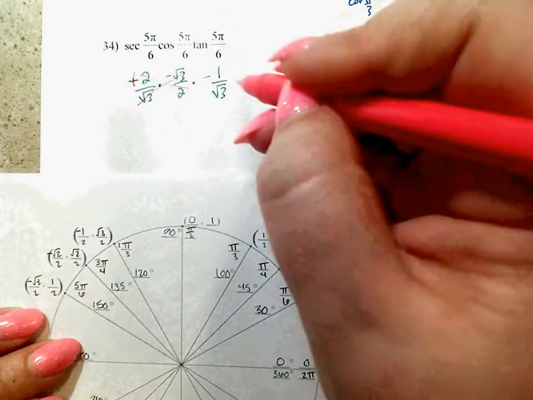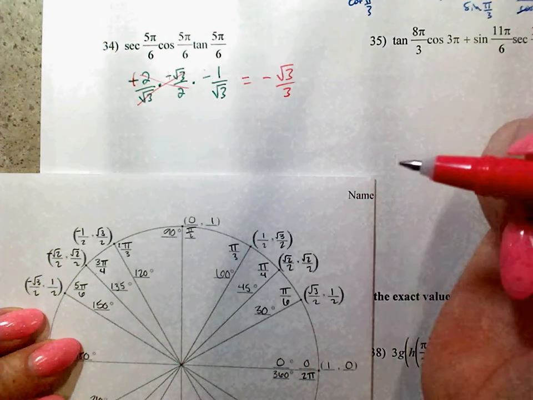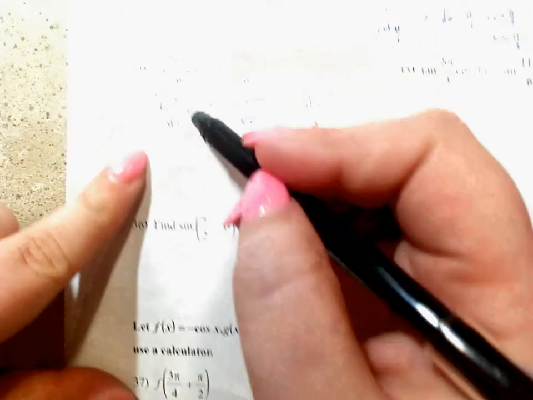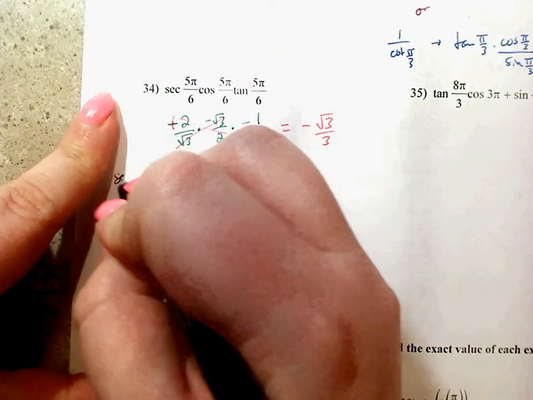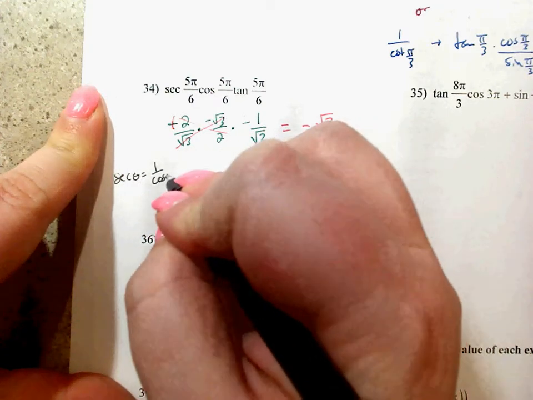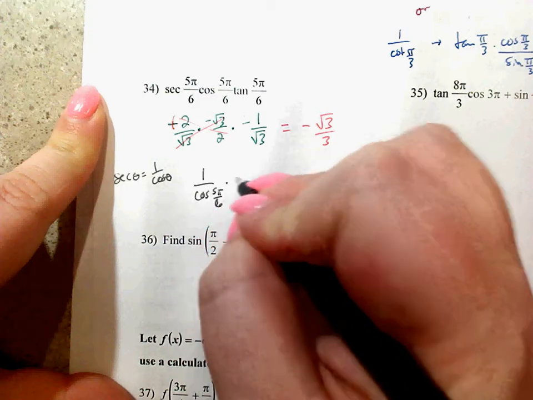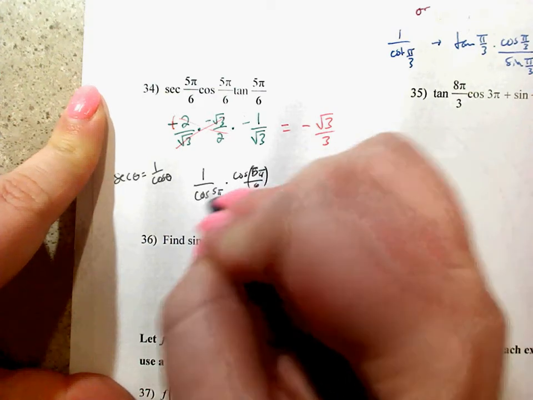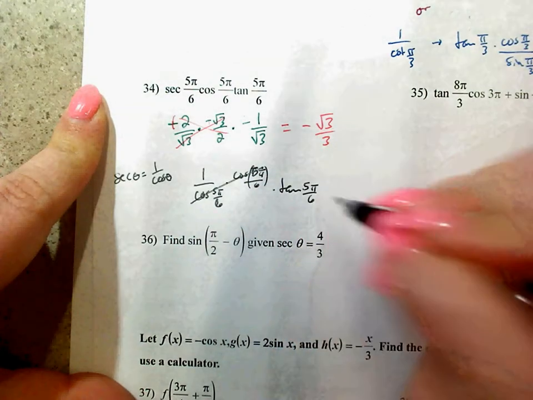So my final answer is going to be negative square root of 3 over 3 when I rationalize that. But I could have known that secant and cosine are just reciprocals of each other. So I could have just replaced secant. Just remember, secant of theta is 1 over cosine of theta. So I could have thought of that as 1 over cosine of 5 pi over 6 times cosine of 5 pi over 6. In which case, those two simplify each other out, and I was just left with tangent of 5 pi over 6. And that's my answer.